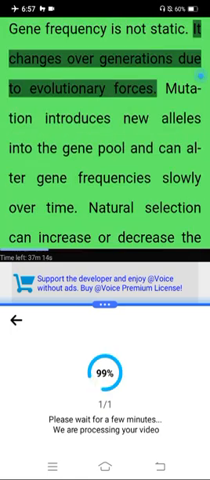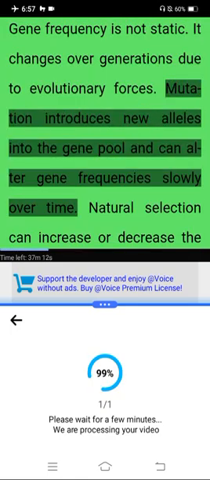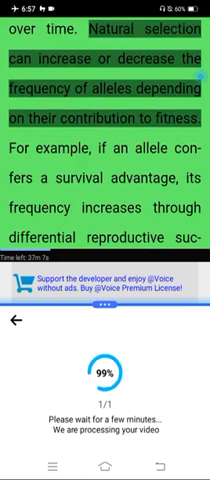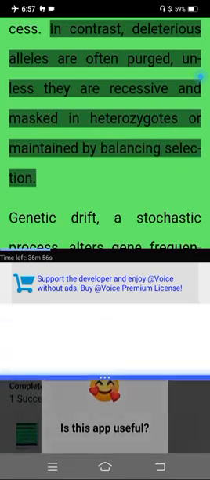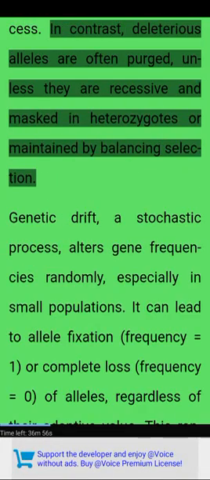Gene frequency is not static. It changes over generations due to evolutionary forces. Mutation introduces new alleles into the gene pool and can alter gene frequency slowly over time. Natural selection can increase or decrease the frequency of alleles depending on their contribution to fitness. For example, if an allele confers a survival advantage, its frequency increases through differential reproductive success. In contrast, deleterious alleles are often purged, unless they are recessive and masked, and heterozygotes are maintained by balancing selection.